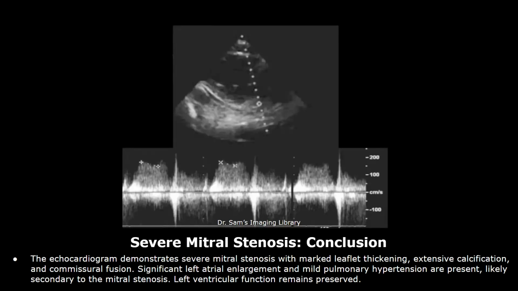Here is the conclusion. The echocardiogram demonstrates severe mitral stenosis with marked leaflet thickening, extensive calcification, and commissural fusion. Significant left atrial enlargement and mild pulmonary hypertension are present, likely secondary to the mitral stenosis. Left ventricular function remains preserved.